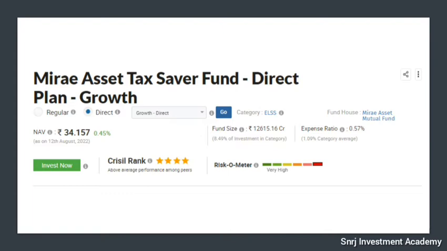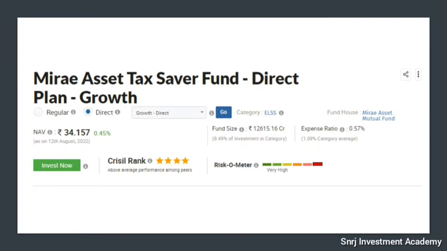The expense ratio of this fund is 0.57 percent, and the category average is 1.09 percent. So the expense ratio is below the category average, which is good. Expense ratio is mainly the charges the fund house takes from you for asset management. So that expense is less compared to the category average, and they have a CRISIL rank of 4 star, and the current NAV is 34.157 as on 12th August 2022.